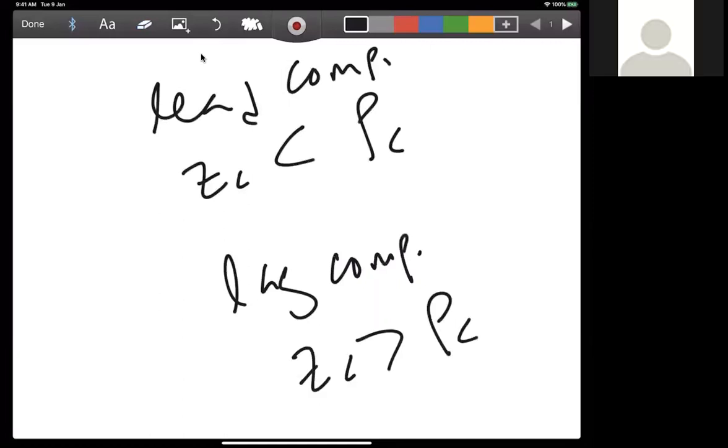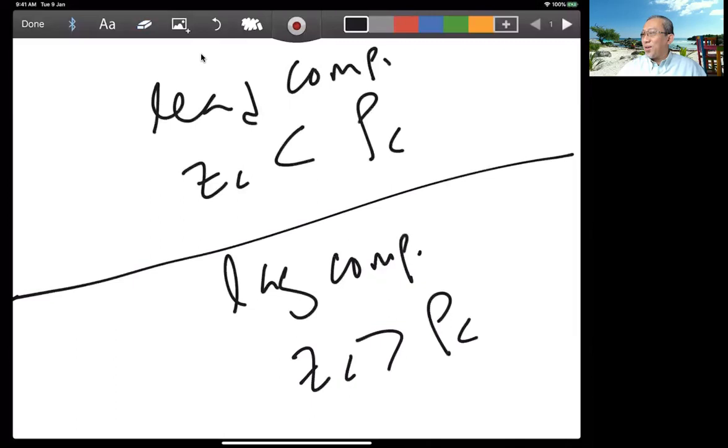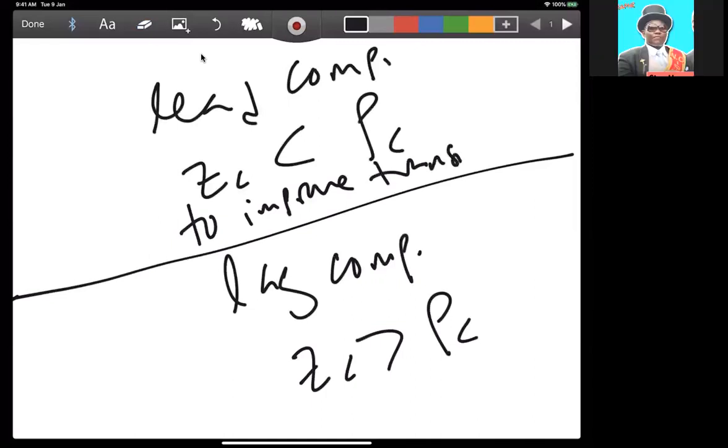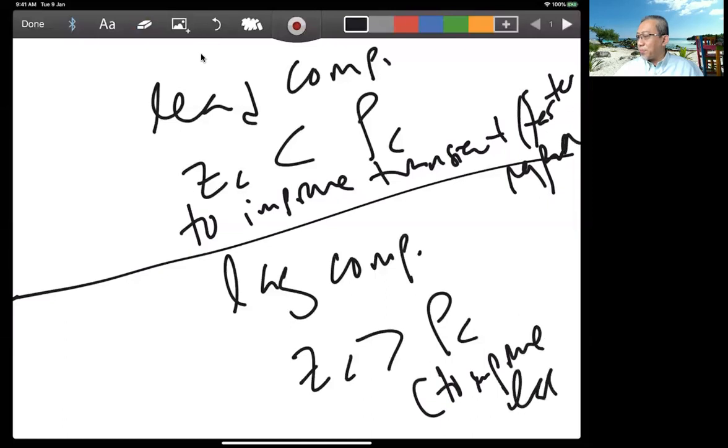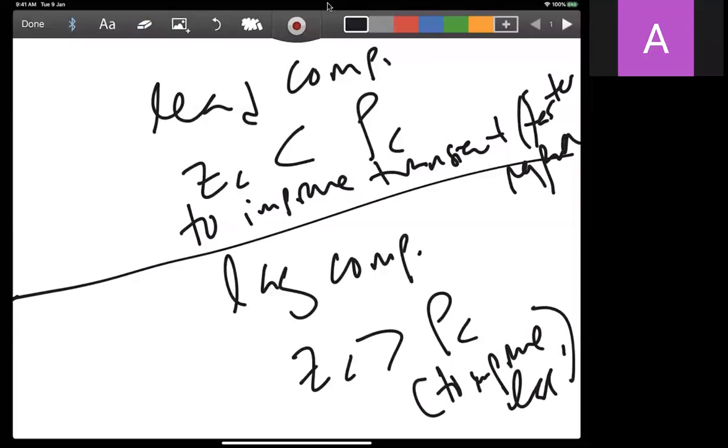Nampak beza dia? Lead adalah to improve transient, faster lah. Lag is to improve steady state. Nampak? Oh, tak share. Nampak tu? Nampak.